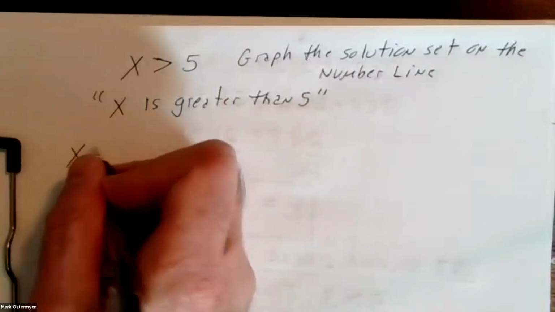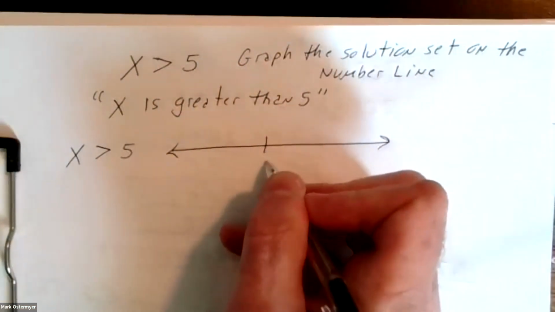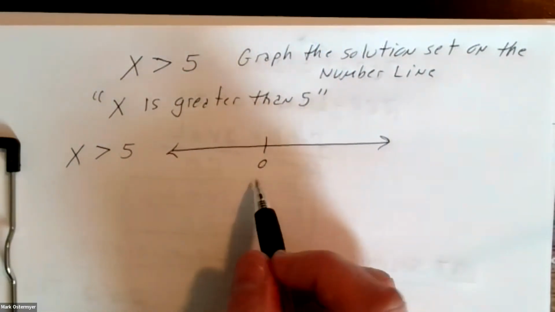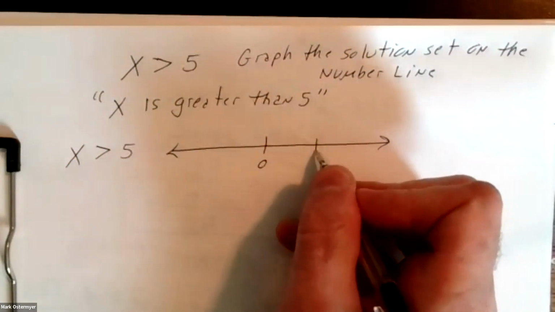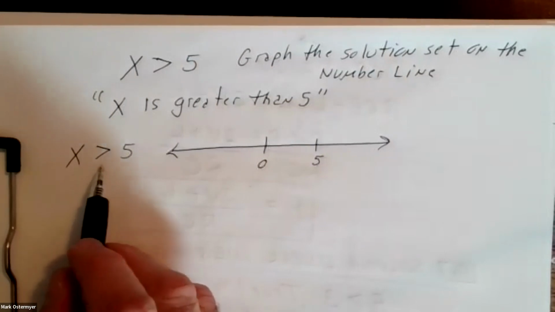So to graph all real numbers that are strictly greater than 5, we're going to put our number line on our paper. We're going to put 0 on the number line to establish reference. Please always put 0. 5, being positive, is to the right of 0. How about 5 itself? Would 5 be in the solution set?